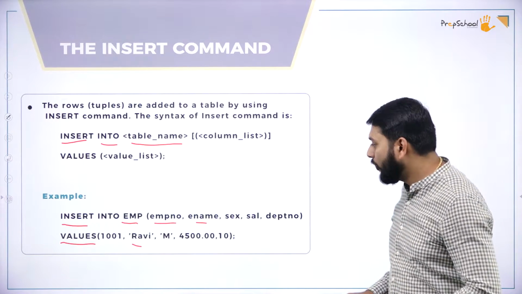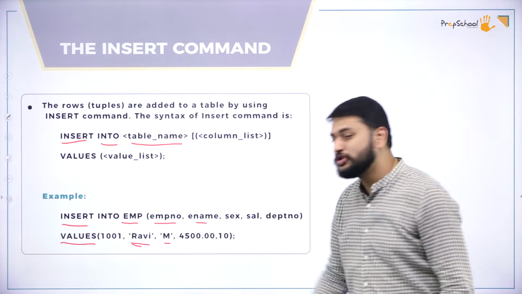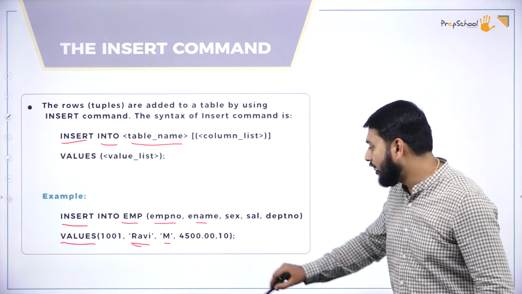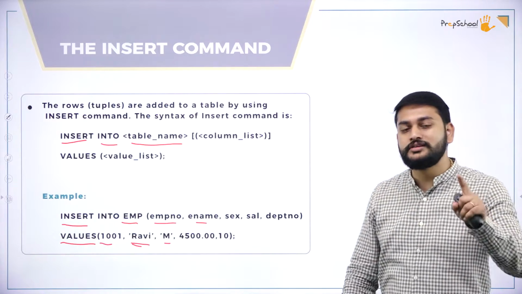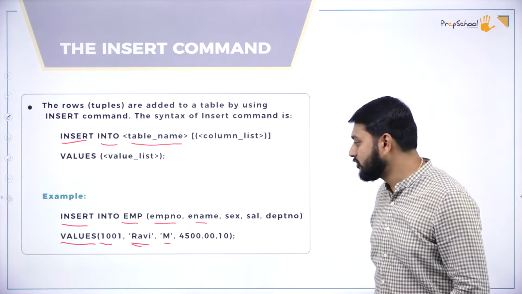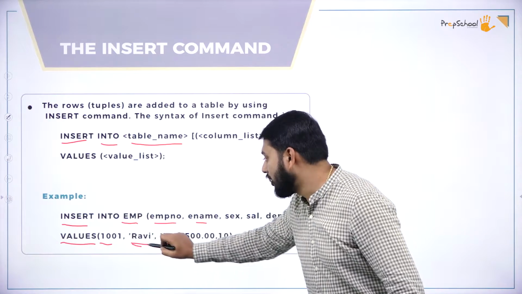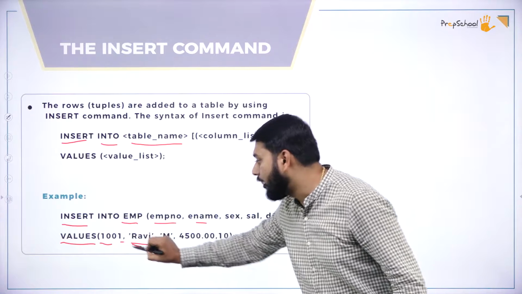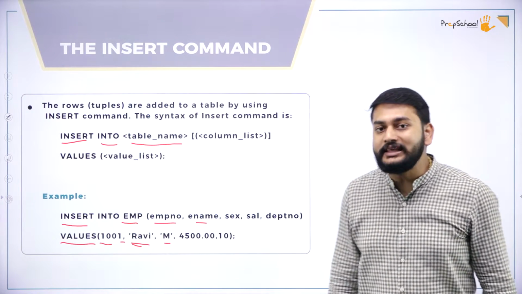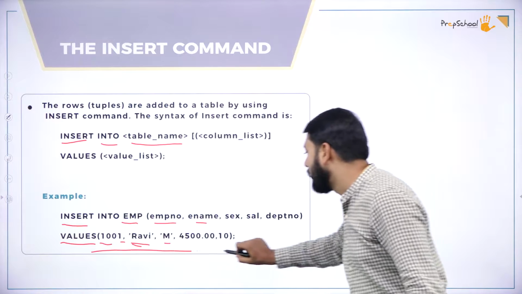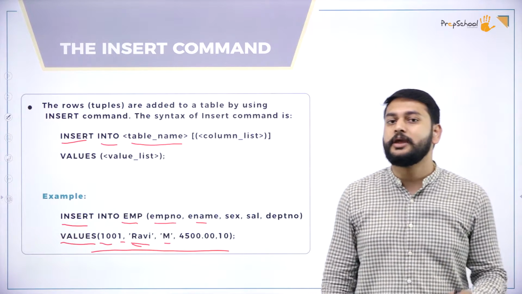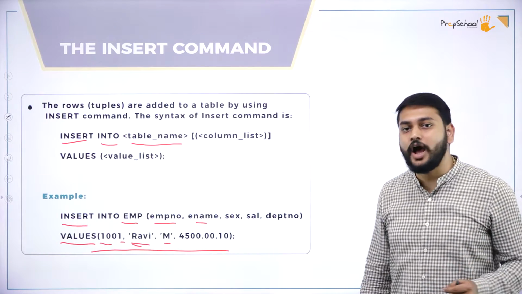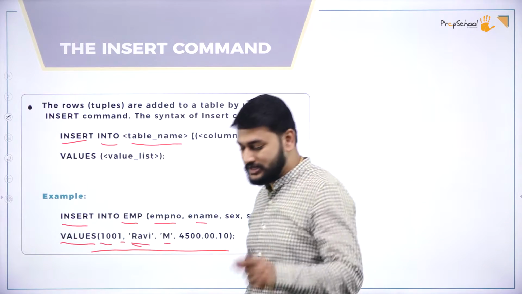One more important point: whenever you are using a character or string, you should enclose it with quotes. Only character and string. Here I am entering 1001, which is a number, so I'm not enclosing it with quotes. But when it comes to Ravi, I have quotes. After each and every value, I have a comma. Please listen and understand these important small things, because even if you make a single mistake, you will end up not executing the query. This is how I will be inserting the values inside the table.